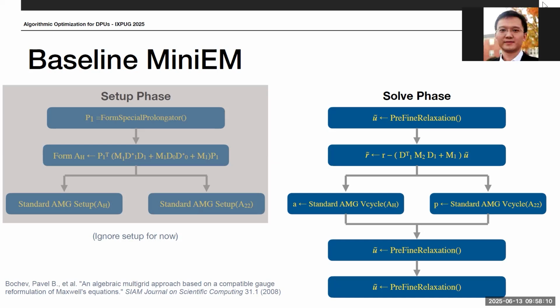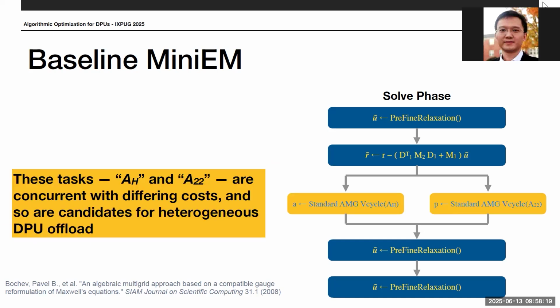Because we assume, okay, that's not really parallelizable. But then it has a solve phase, which has an explicit parallel region. So it has these two subsolves, A sub h and A sub 22. These run at the same time, but they have different costs, because they do different operations.